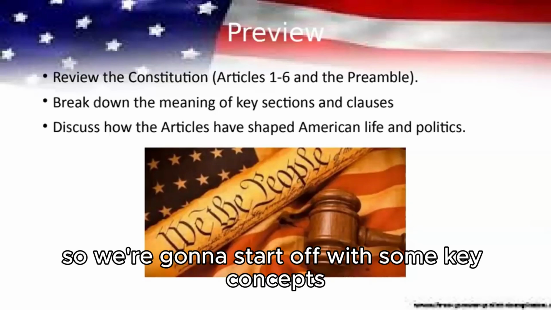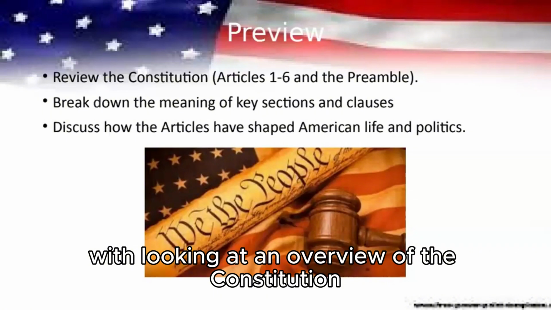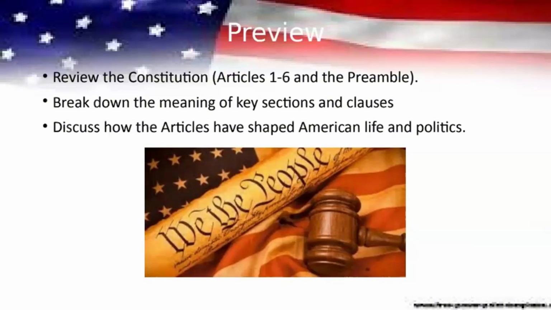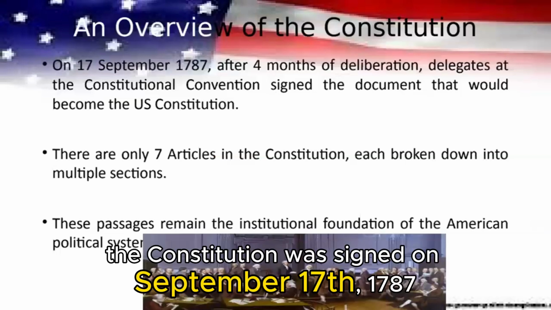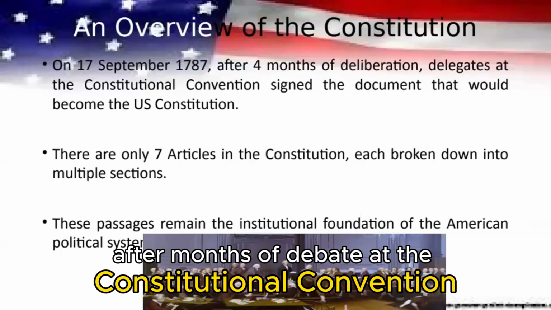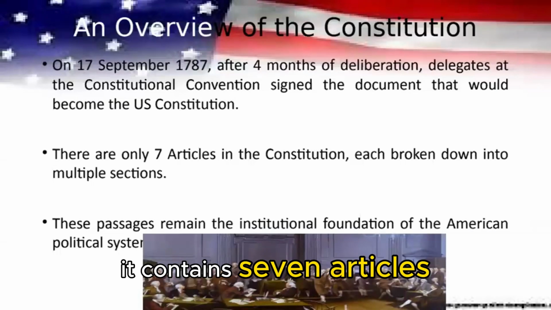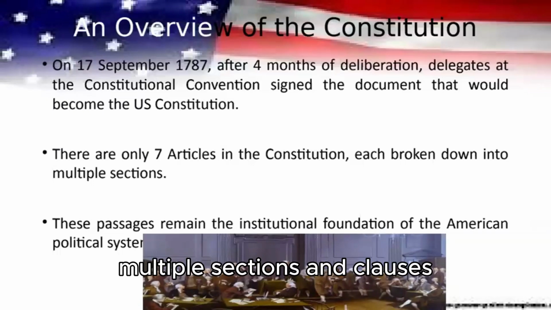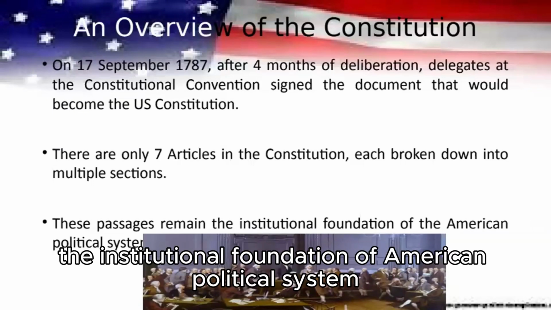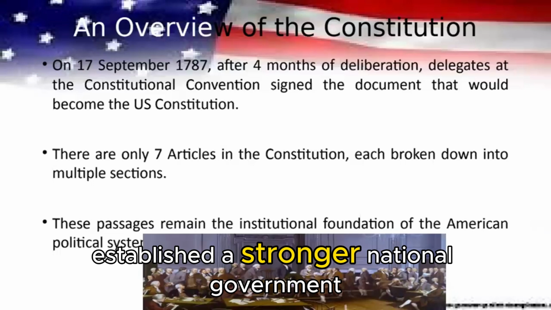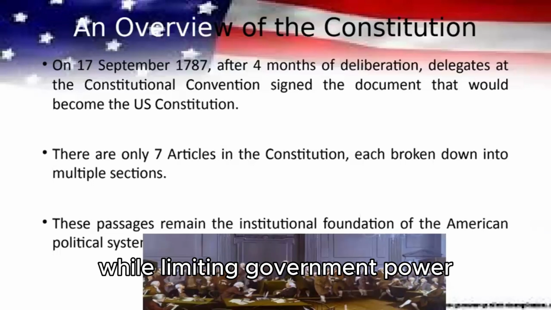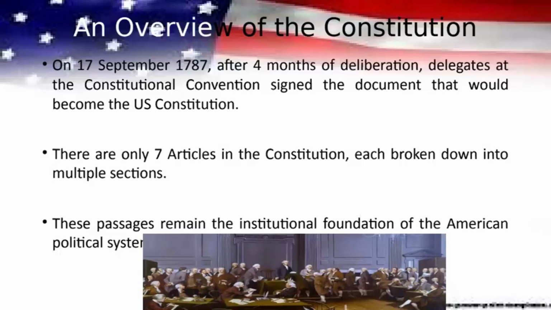So we're going to start off with some key concepts, looking at an overview of the Constitution. The Constitution was signed on September 17, 1787, after months of debate at the Constitutional Convention. It contains 7 articles, multiple sections and clauses, the institutional foundation of the American political system. So what we find is that the Constitution established a stronger national government while limiting government power.